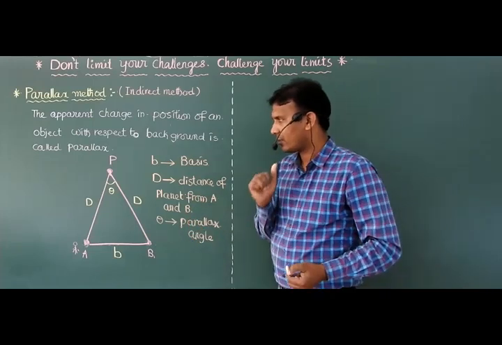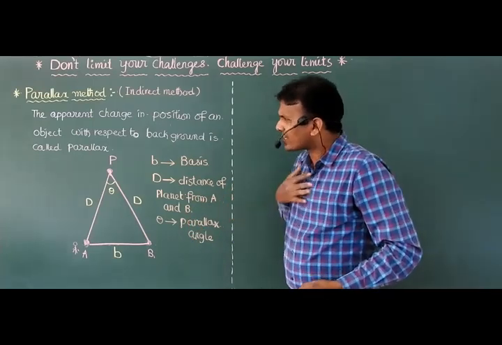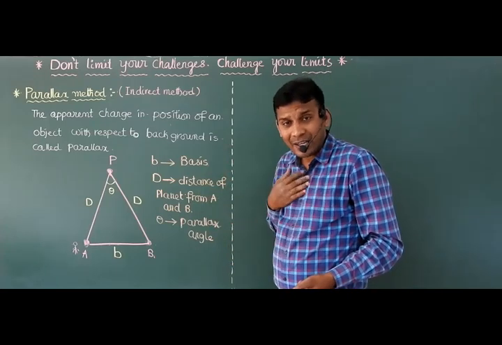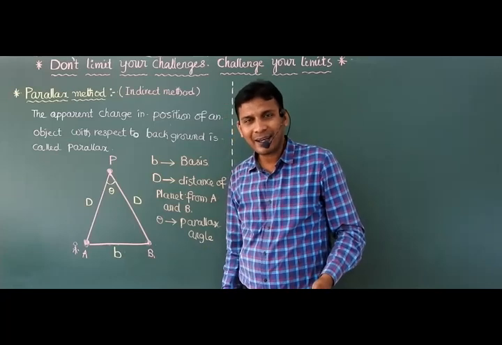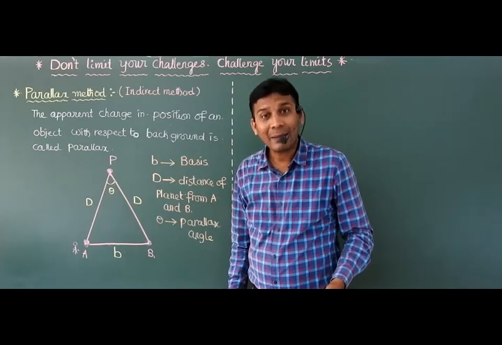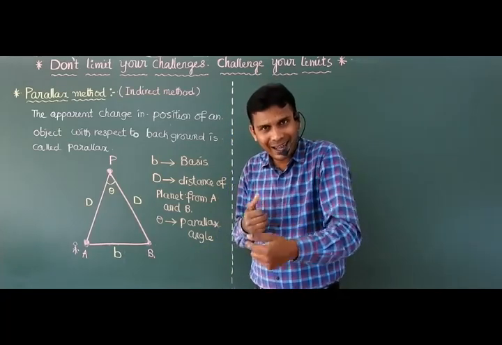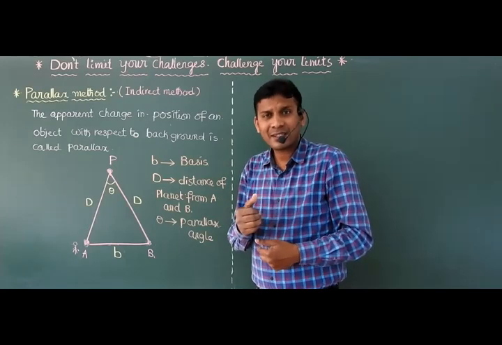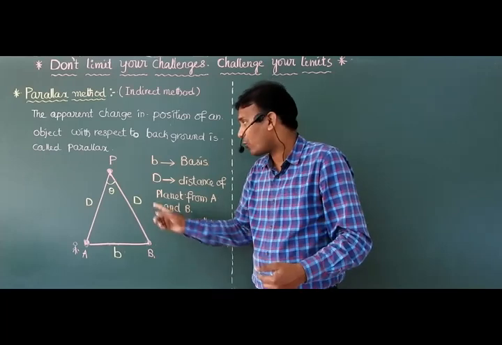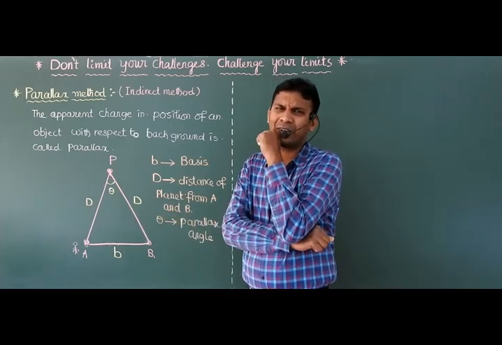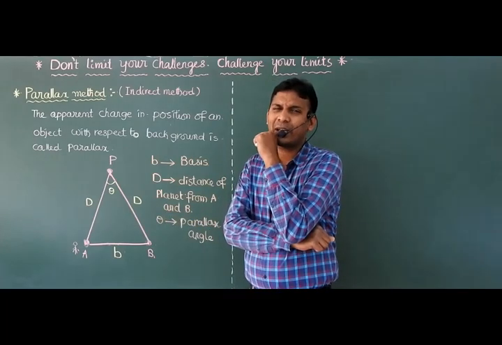Then, what is the aim of this method? Our aim is to find capital D. I want to calculate the large distances between Earth and Sun, or between Earth and planet, or between Earth and star. Now I want to find D. Sir, how to find D?